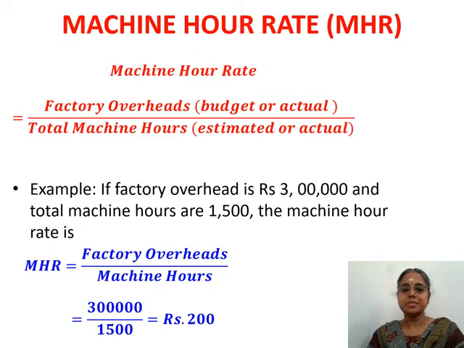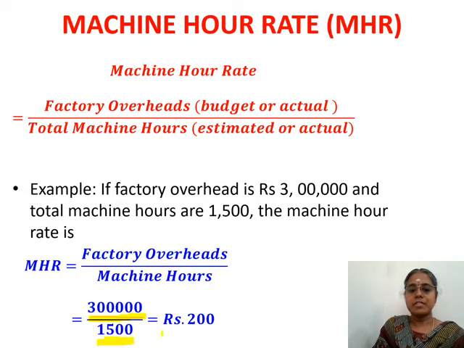So for example, if 3 lakh rupees are the total overheads and the machine has run for 1,500 hours, then the machine hour rate can be calculated by total factory overheads divided by the machine hours, which is 3 lakh divided by 1,500, which is equal to rupees 200. So 200 is the machine hour rate. So a simple understanding. Next, we'll see by using this machine hour rate what you can do.